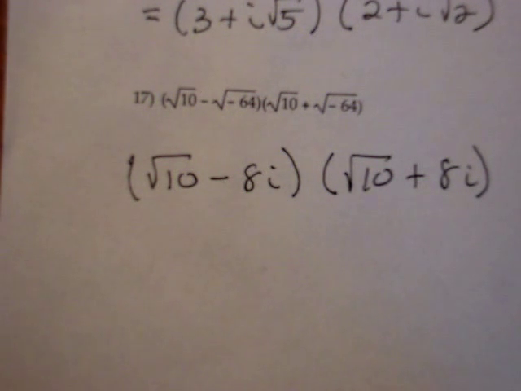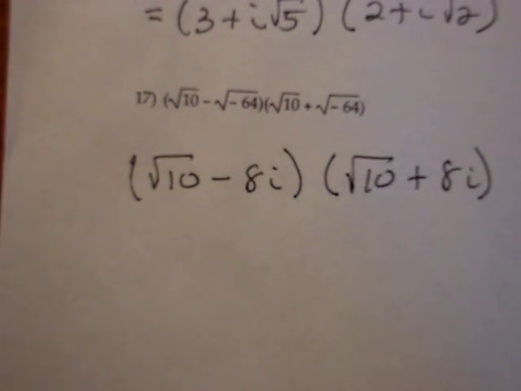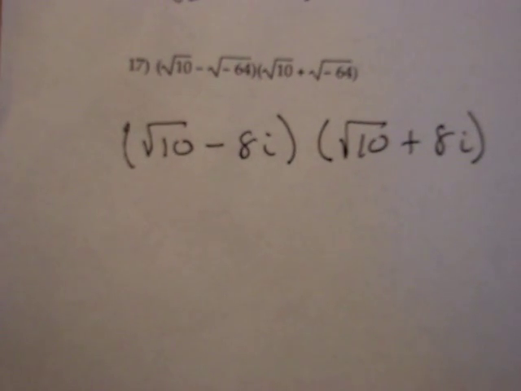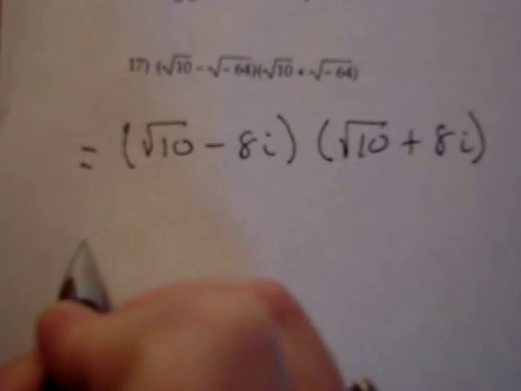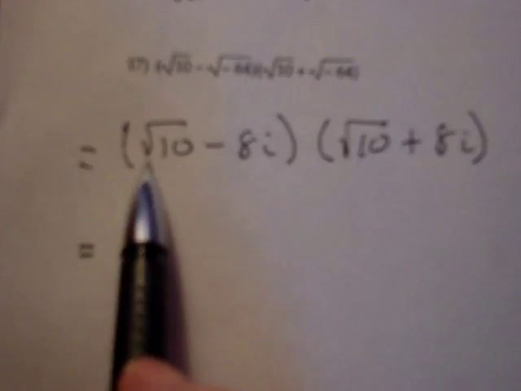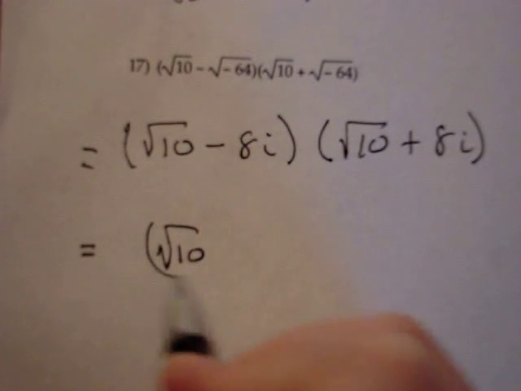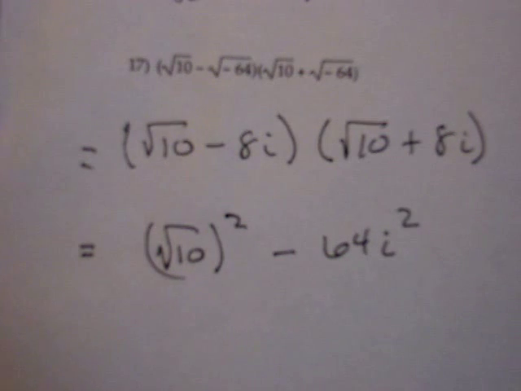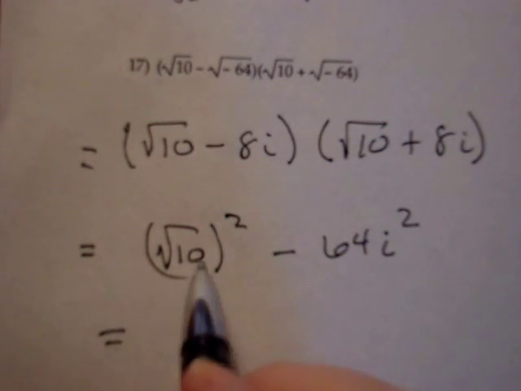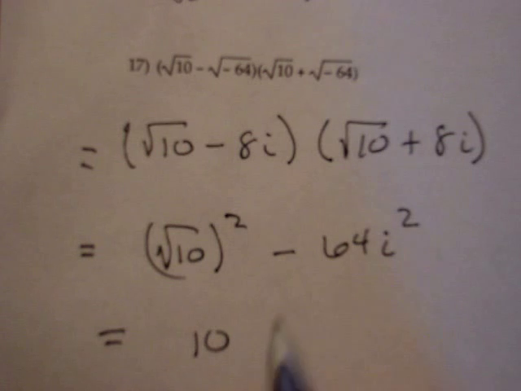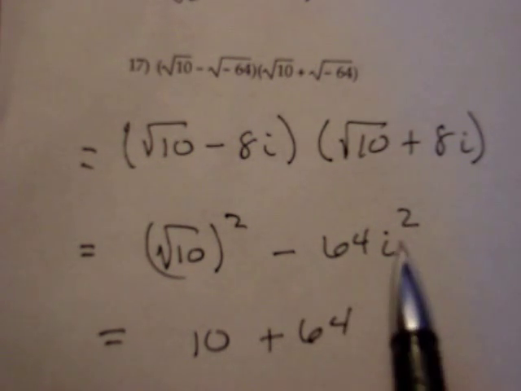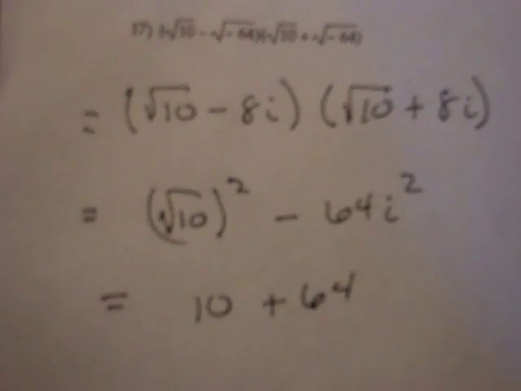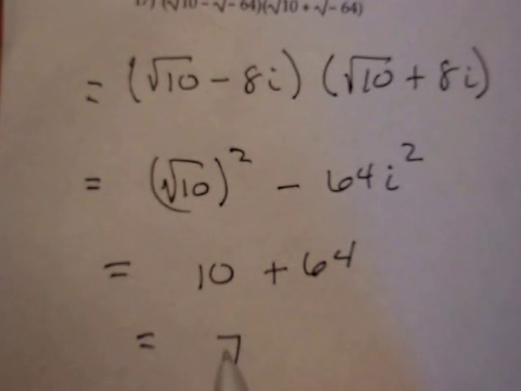Now let's look at that. We saw these in class, right? These are complex conjugates of each other. And so we know when we multiply two conjugates, we are always going to get the difference of squares. So I'm going to do this the semi-long way. I'm going to get the square root of 10 squared minus 64i squared. Now simplify. Square root of 10 squared is just 10. This becomes plus 64 because i squared is really negative 1, and so your final answer is 74. Excellent.